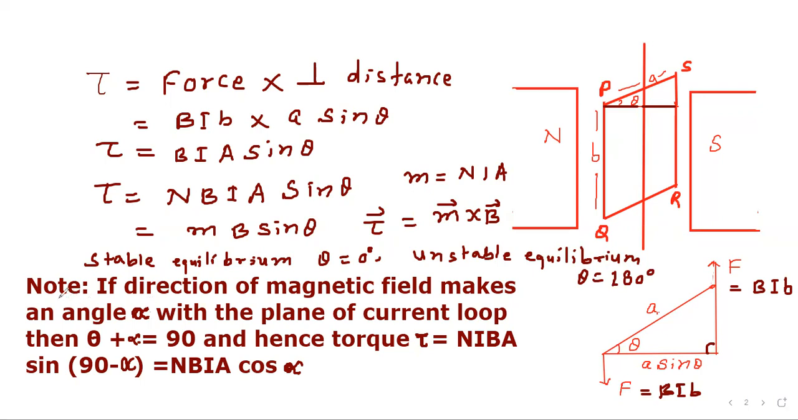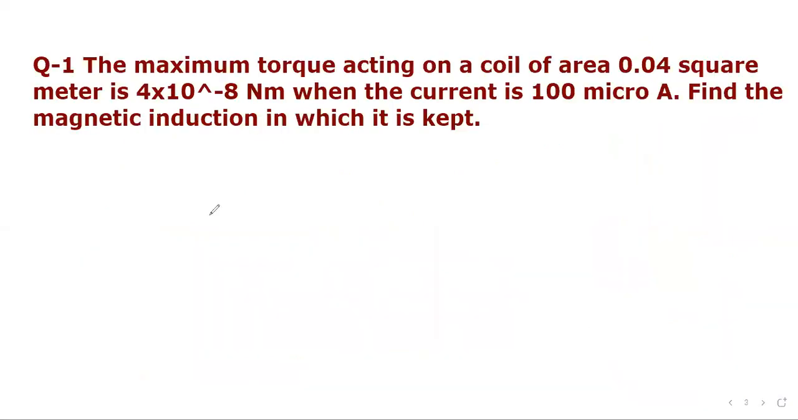Now, there is one important note. If the direction of magnetic field makes an angle alpha with the plane of the current loop, then theta plus alpha will make 90. And from there, in this relation NBIA sine theta, in place of theta we will write 90 minus alpha. So tau will be NIBA sine(90 minus alpha), which is cos alpha. Now let's understand these concepts by some examples.